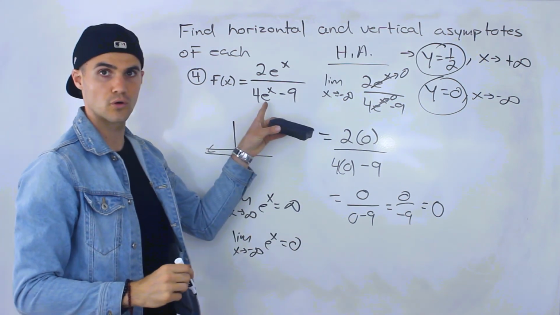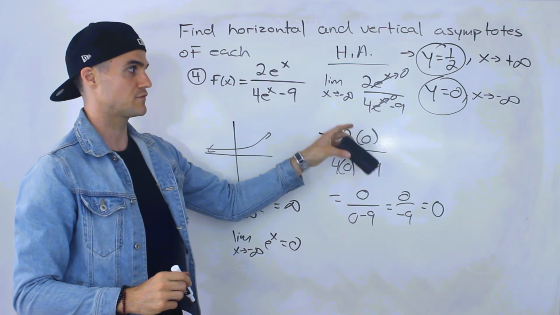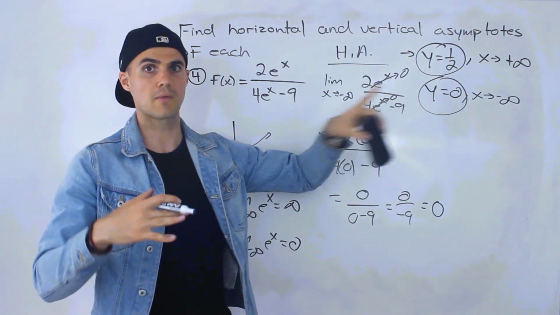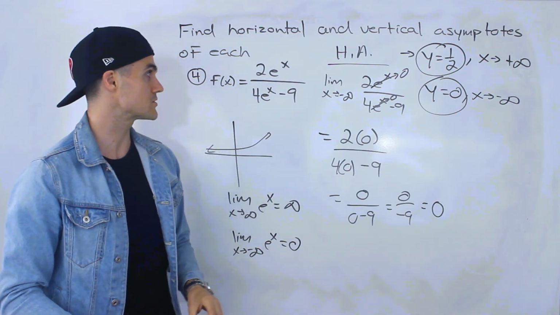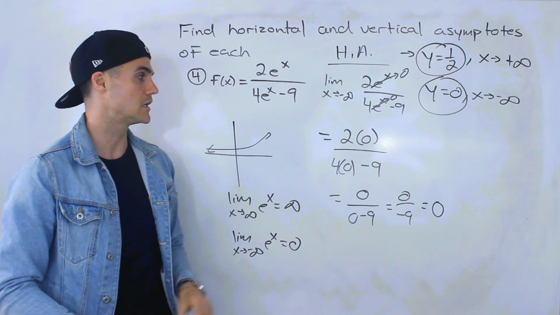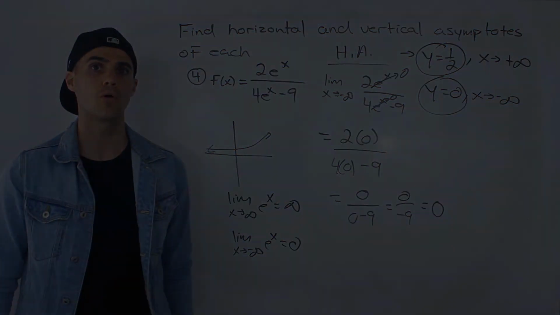So just be careful with these kinds of functions. Sometimes you can't just do plus and minus infinity. It's not going to give you that same answer, that same y value. They may approach different y values. So if you're not dealing with polynomial functions within a rational function, then just be careful because stuff can get a little bit more tricky.